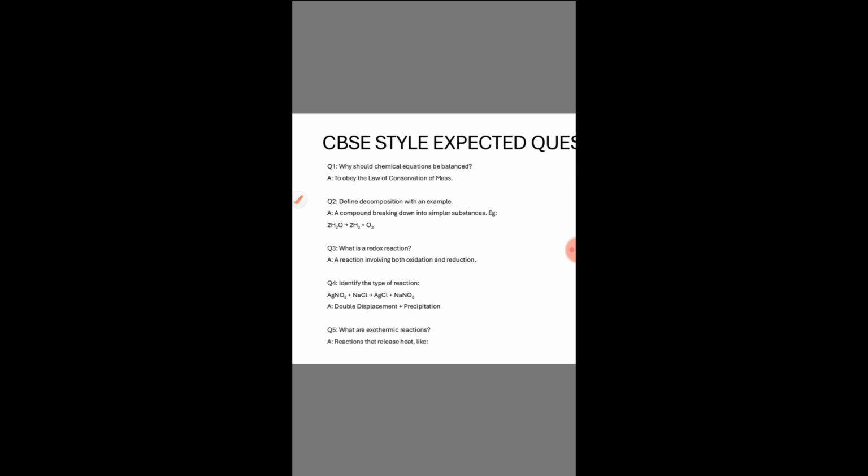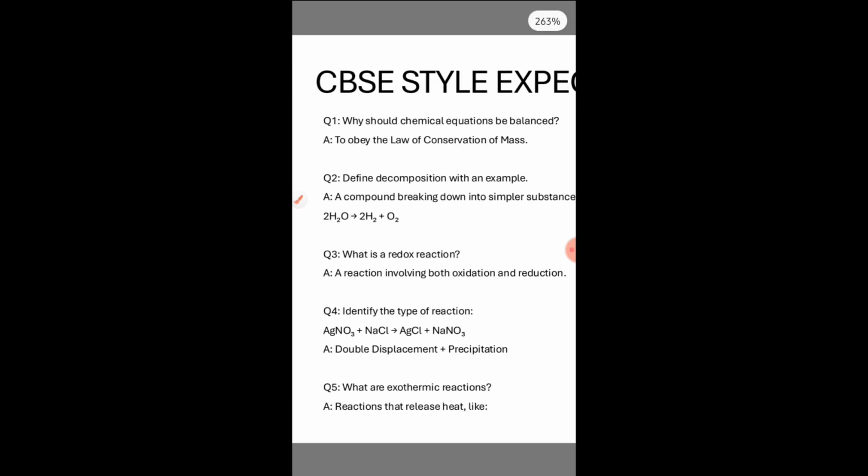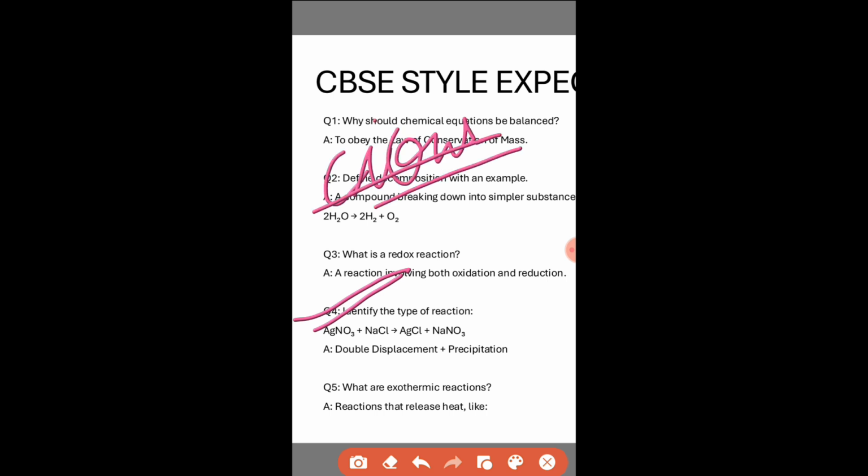Now the next is identify the type of reaction. This type of question is highly expected. They will give you a reaction and ask whether this reaction is double displacement or displacement, and where the change of ions takes place. So you have to be careful and know which reaction is combination or decomposition. Just remember.